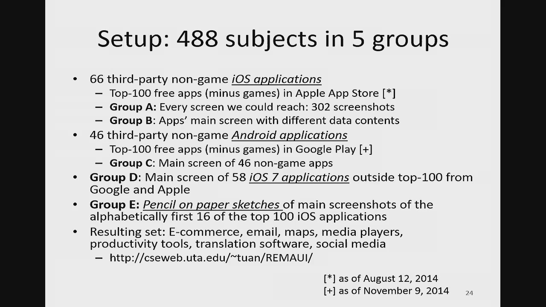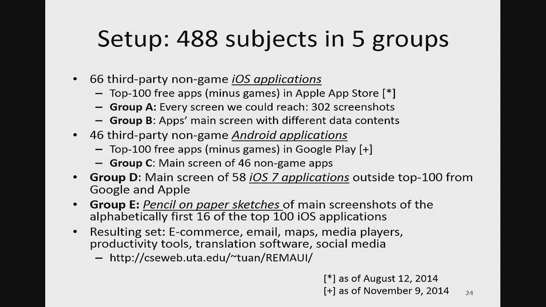So we have five different groups. The first group takes the top 100 iOS applications, tries to reach all screens, and then takes a screenshot of each screen. Group B does the same, but only for the main screen of the application. Group C is the main screen of the Android applications.